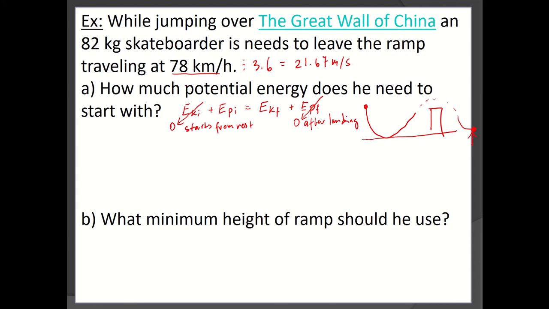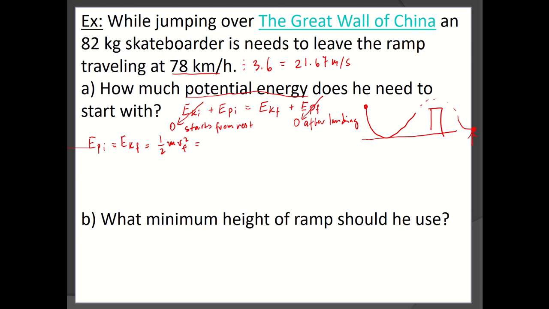Because we're looking for the potential energy, we're going to leave the left side alone. We're going to write our potential energy equal to the EKF, and we know that kinetic energy is 1/2 mv squared, and this is our final velocity. We can then plug in the values.